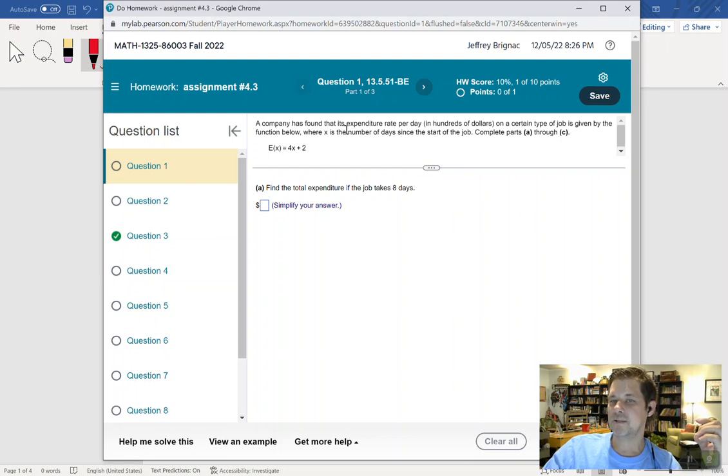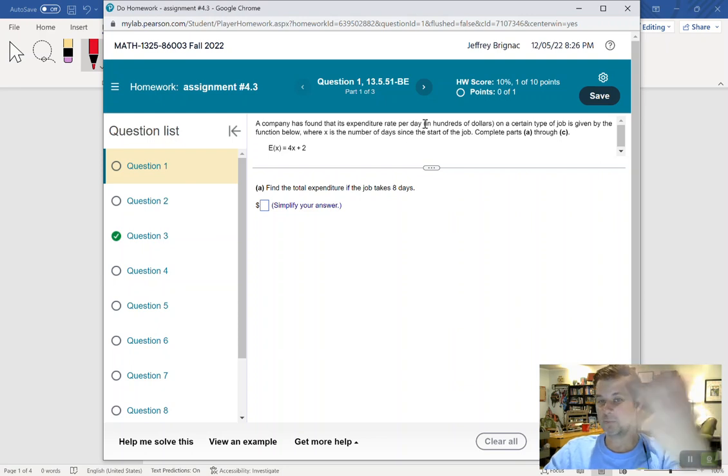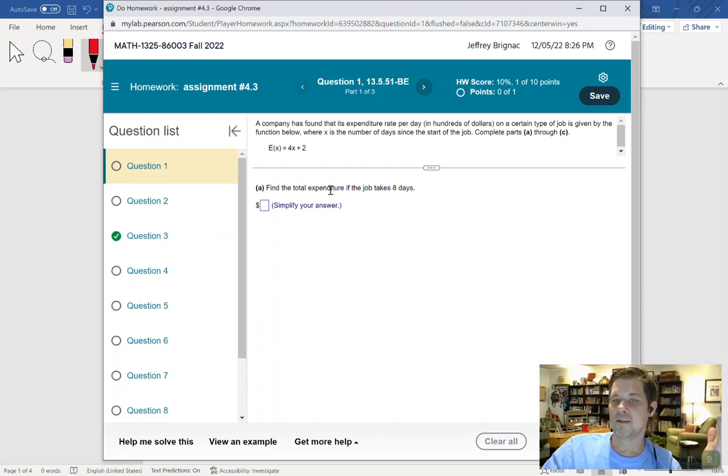Our company has found that its expenditure rate per day, already that is a rate of change. It's how fast, okay? If I have the definite integral of this function, it will tell me the total expenditure. So I can go from knowing how fast the expenditure is in dollars per day or something like that, and it will tell me what the total expenditure is. Let's look at another one.